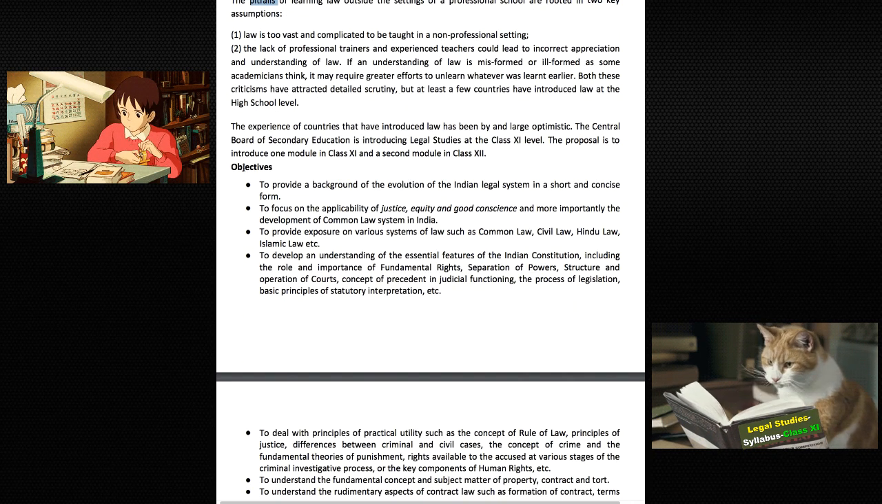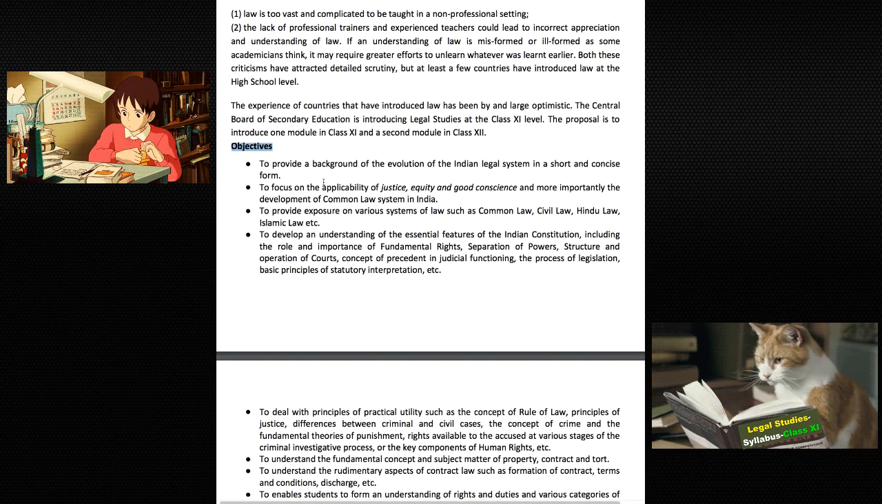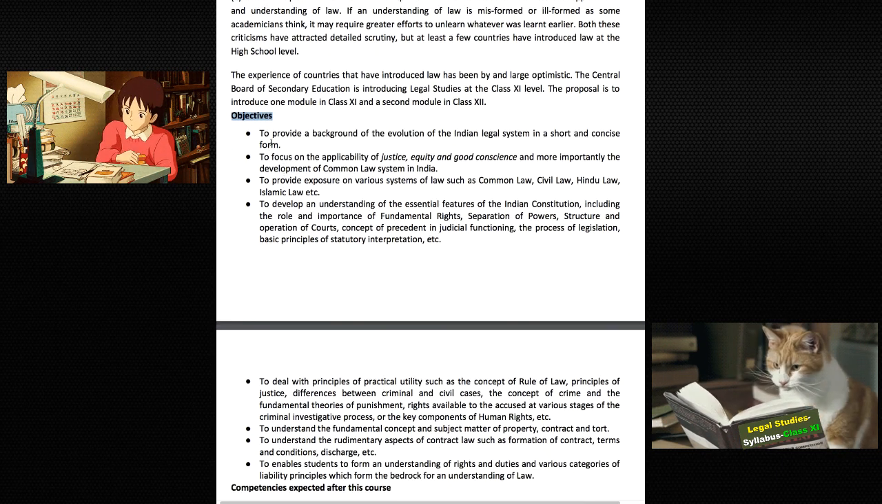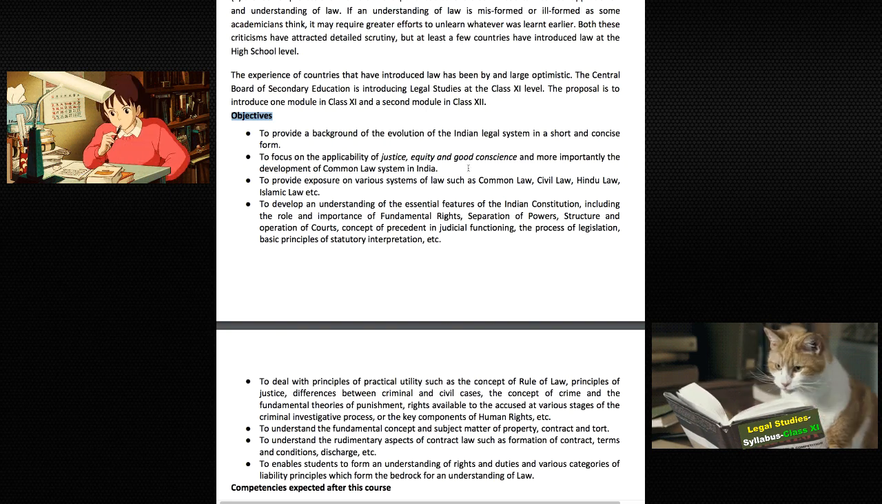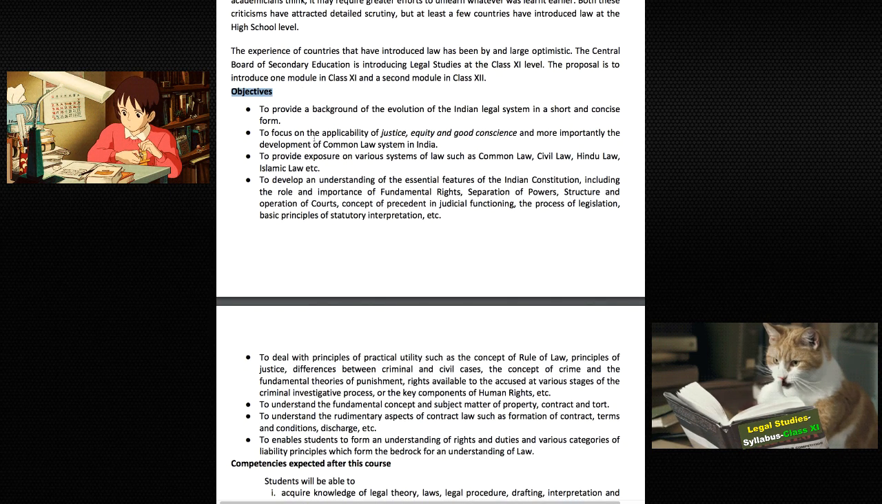But now come to the objectives. What objective does it have? See, it is important to provide a background of the evolution of the Indian legal system. So you need to understand how the Indian legal system evolved. Secondly, to focus on the applicability of justice, equity, and good conscience, and more importantly, the development of the common law system in India. So how the judiciary basically works and what the procedures are, everything you need to understand. So this is the purpose of introducing this course.